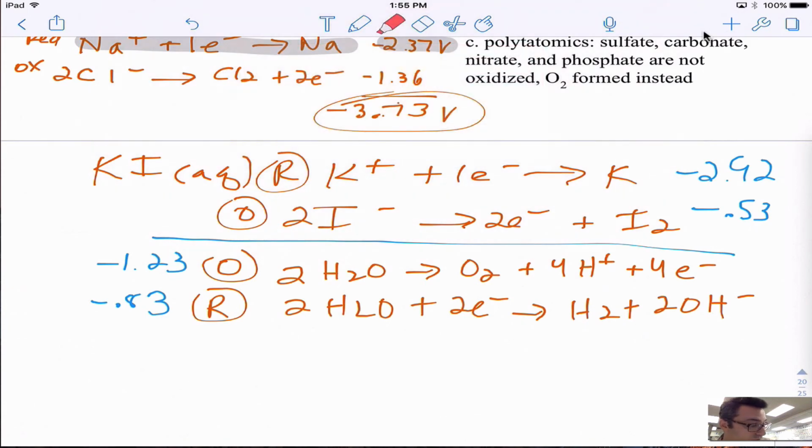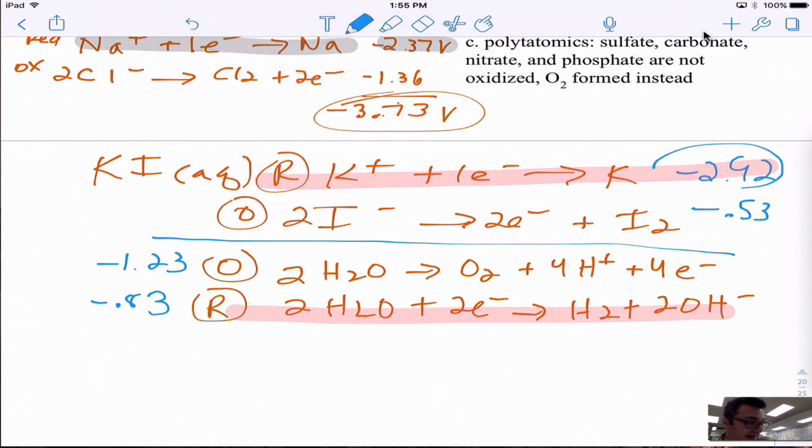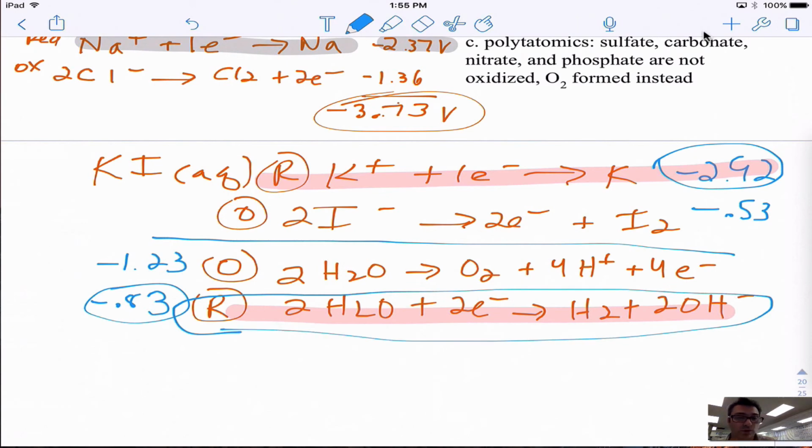The 2 reductions here are potassium and the hydrogen from the water. Now look at their voltages. The voltage for the K is minus 2.92. For the water it is negative 0.83. So guess what happens? The water is favored. So this reaction down here is what actually occurs. That's why a group 1 metal can't be reduced, because it takes too much energy and the water is competing with it.